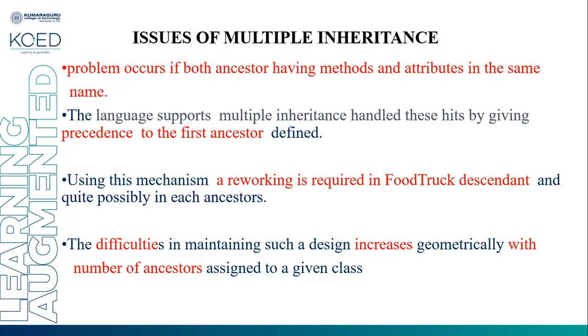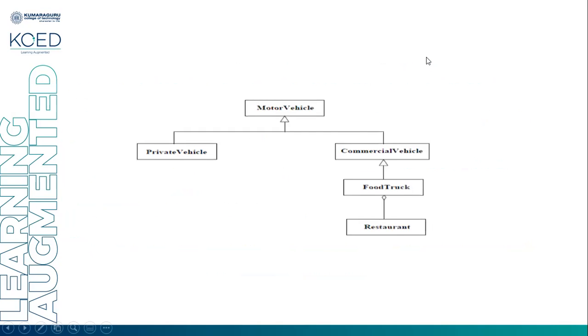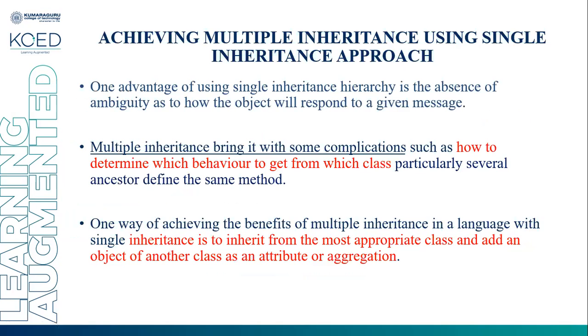So how to handle this? Achieving multiple inheritance with the help of single inheritance is the only solution. One advantage of using a single inheritance hierarchy is the absence of ambiguity as to how the object will respond to a given message. So single inheritance eliminates the ambiguity.